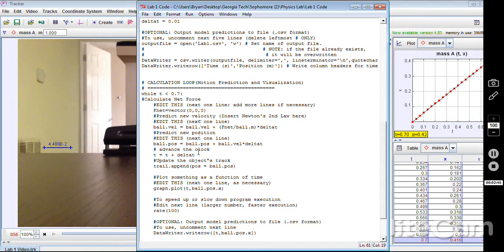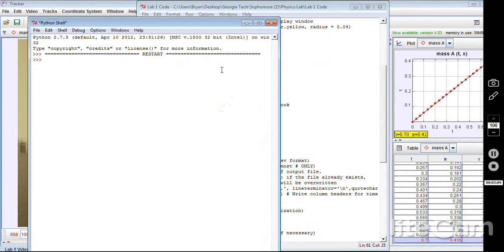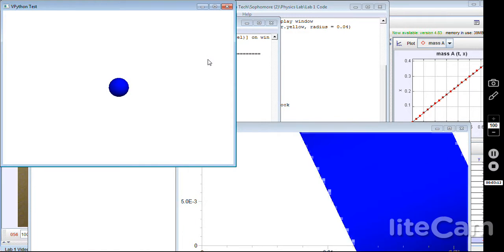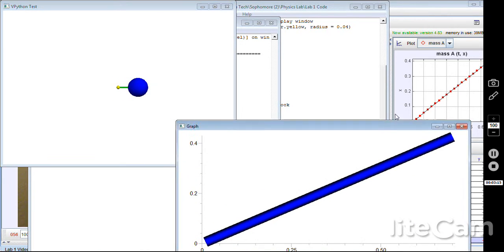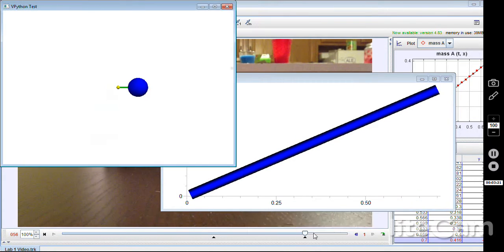Given the ball's velocity and the initial position, I will be updating the position through every iteration of the while loop. Here, the ball position is equal to the initial position of the ball plus the ball's velocity times the change in time. This line of code is just simply updating the delta t, and the rest of it is plotting and saving it to a CSV file for later. So when we run the code, we go ahead and we get a linear line just as we did in our Tracker data here, as well as a perfectly modeled motion of the ball in the positive x direction.